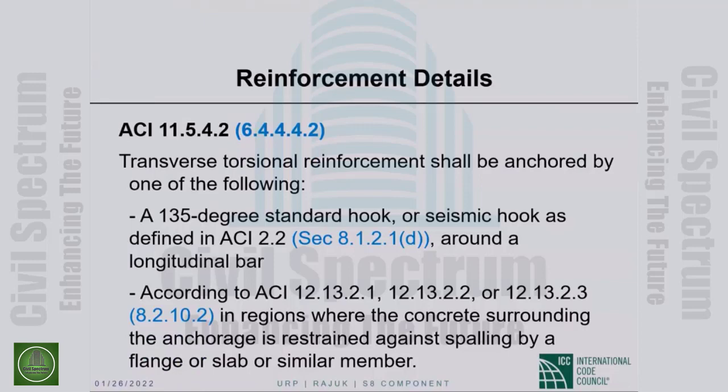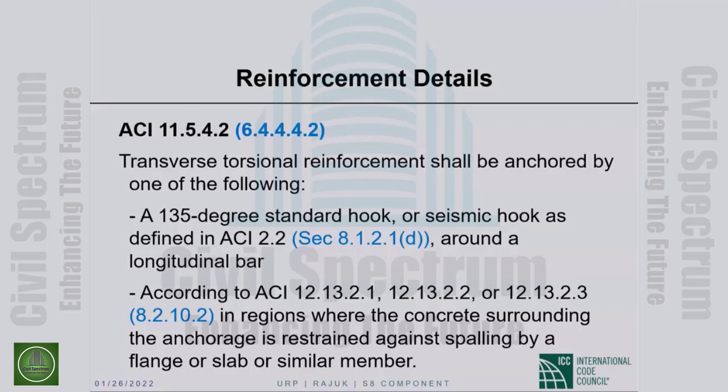So transverse torsional reinforcement shall be anchored by one of the following: a 135-degree standard hook or seismic hook as defined in ACI 318 around a longitudinal bar.